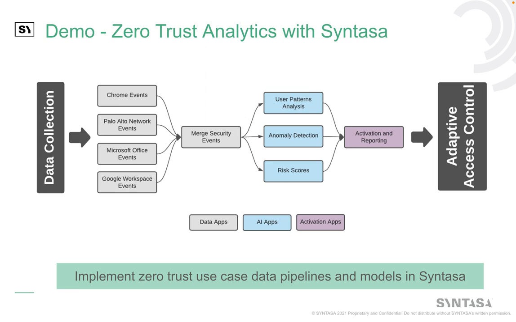This is a demo of Syntasa's capability to create zero trust pipelines for AI and ML within the Syntasa platform. So you have data coming from different systems. For example, in this case, we have data coming from Chrome events, a Palo Alto network tool that generates events, Microsoft Office events, and Google Workspace events.